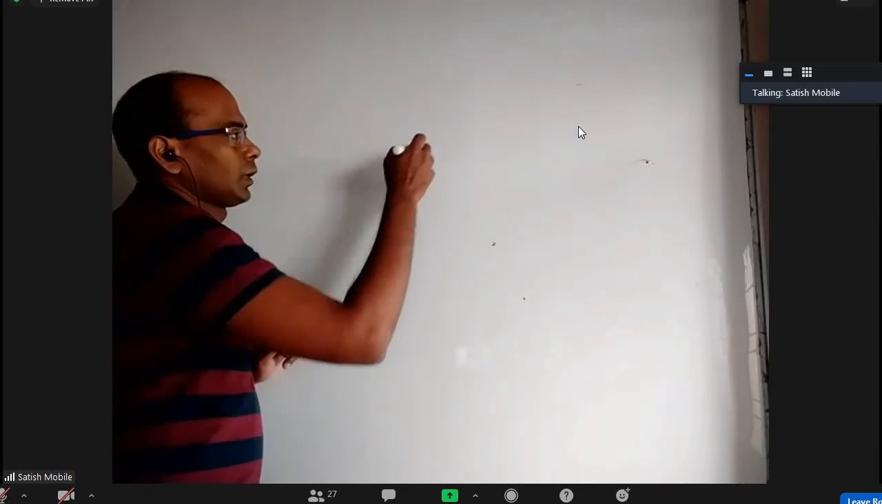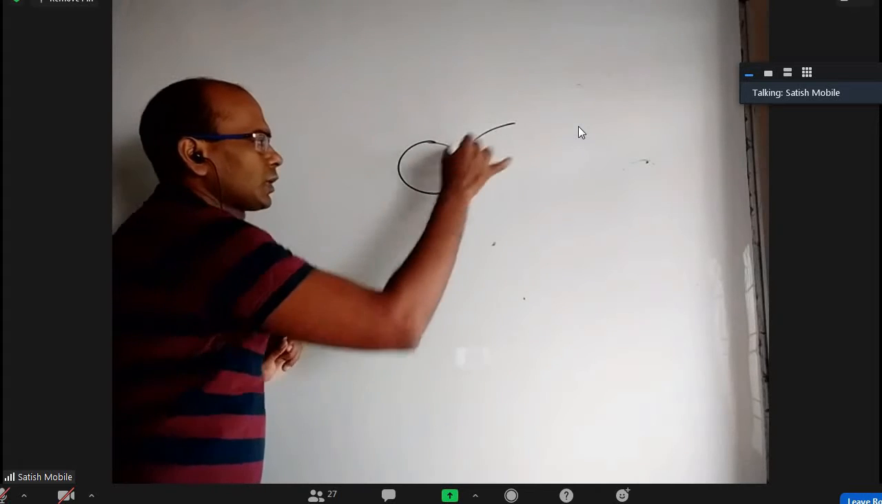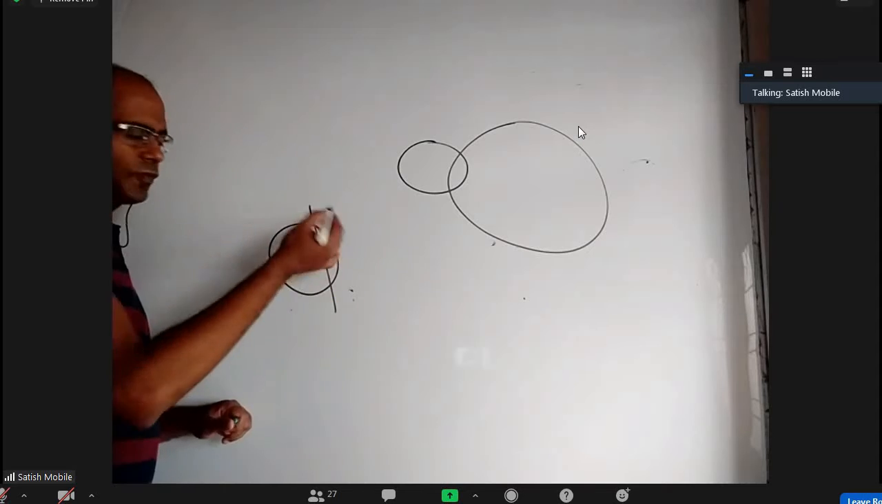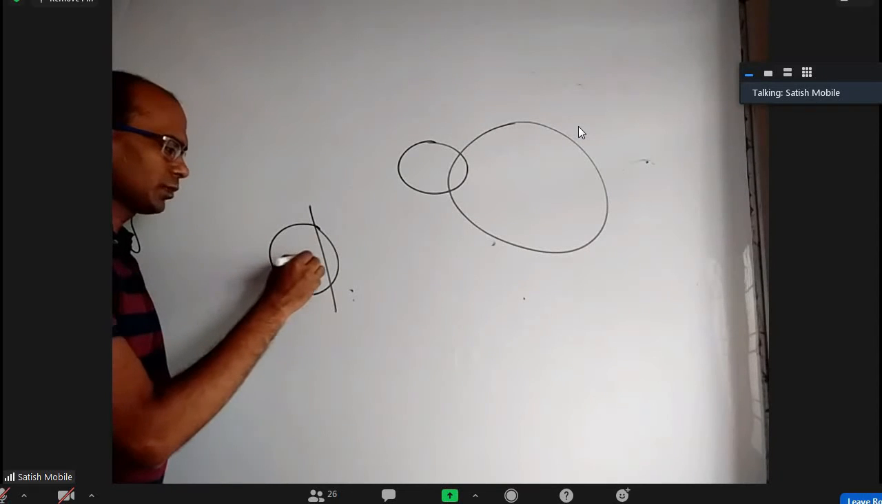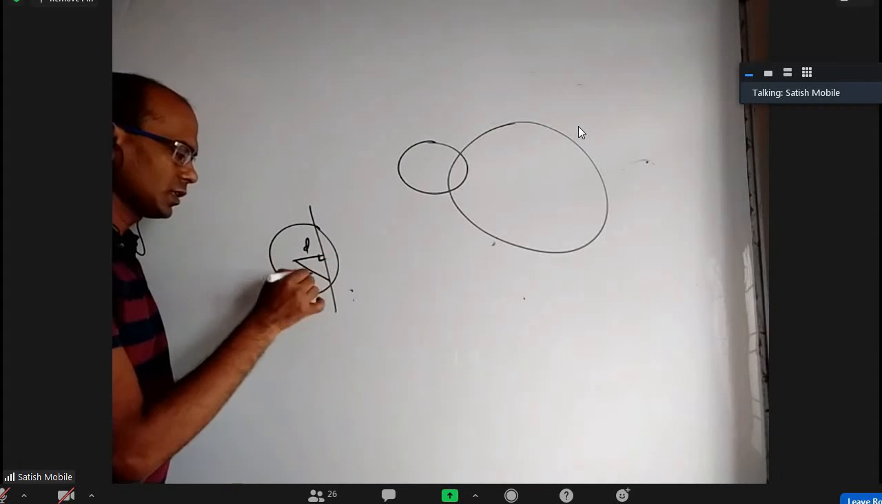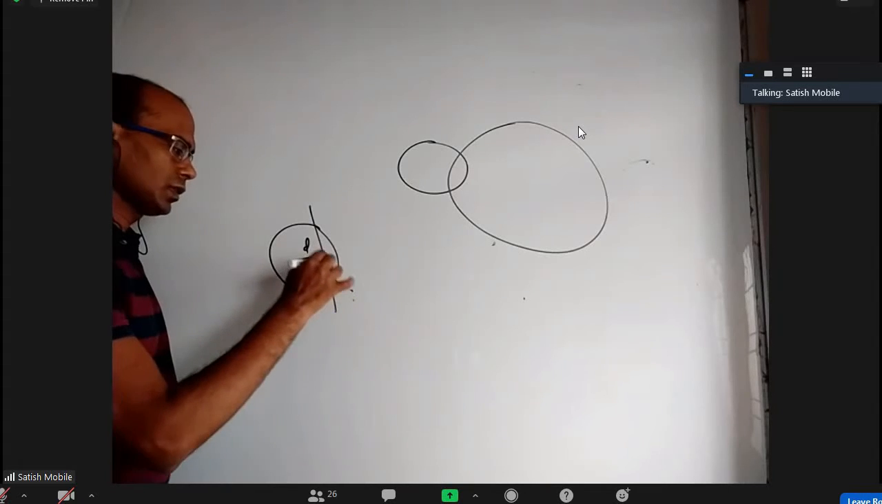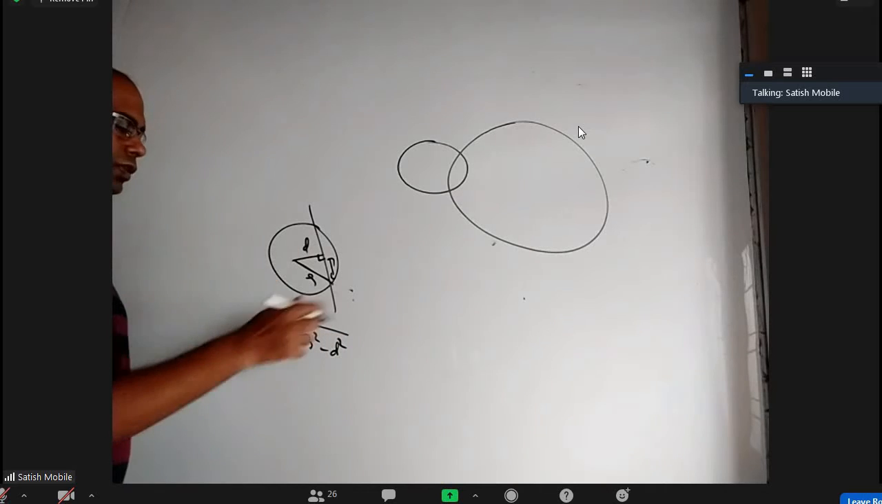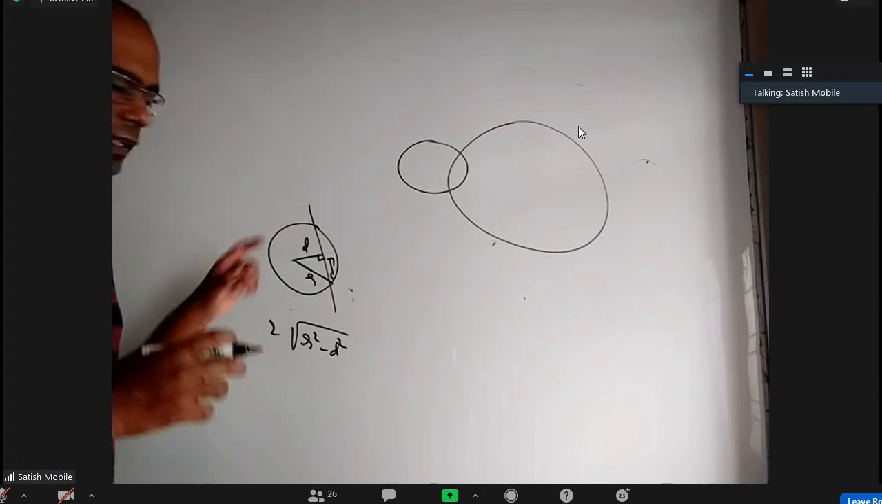Okay, we came across some questions on how to find the length of the common chord. When a circle is there and a line is there, if you want the length of the chord, it is very simple. This perpendicular distance is d, this is r, this length will be root of r square minus d square. So the total length will be 2 root r square minus d square. That is the length of the chord.